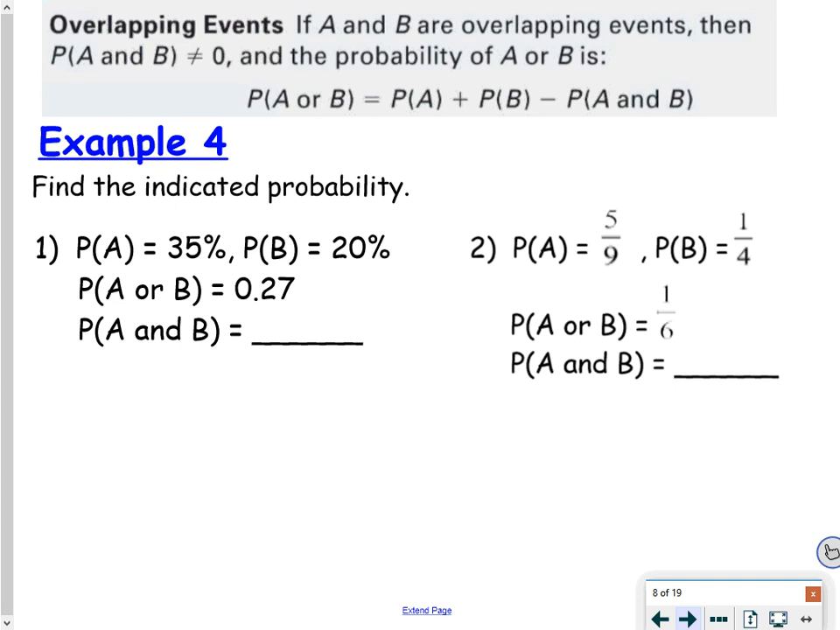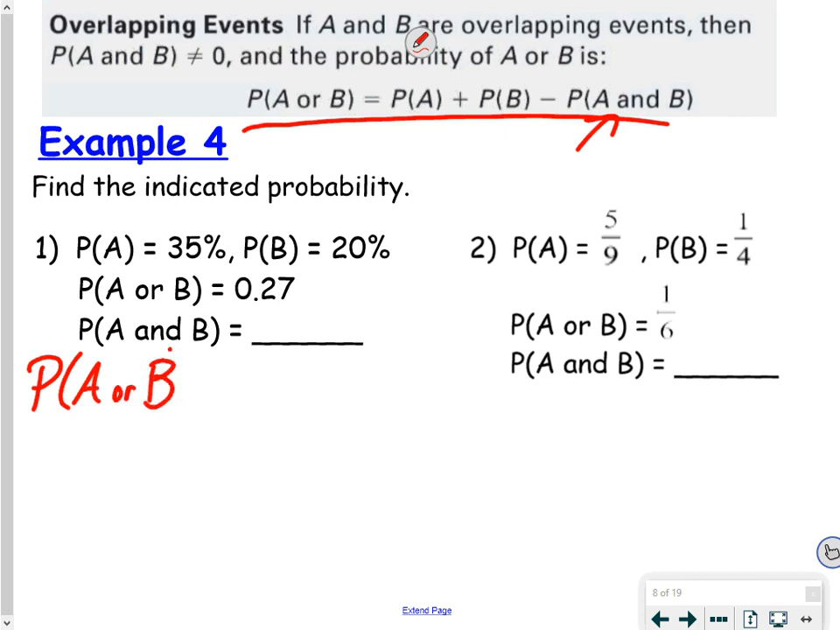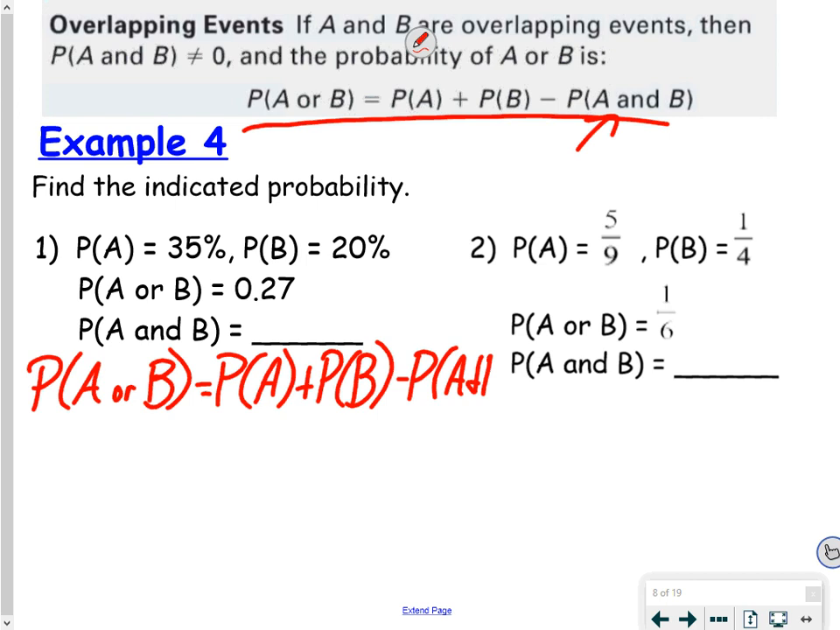But remember, if they're overlapping, we've got cases in which they can both happen at the same time. So for cases in which they could both happen at the same time, we might need to set up this equation. Probability of A or B equals the probability of A plus the probability of B minus the probability of A and B. If we set up our equation, we could just plug it in. Notice though in this example, we got percents, we got decimals, so we just got to make sure to be consistent. If you want to use percents, use percents. 0.27 is 27%.